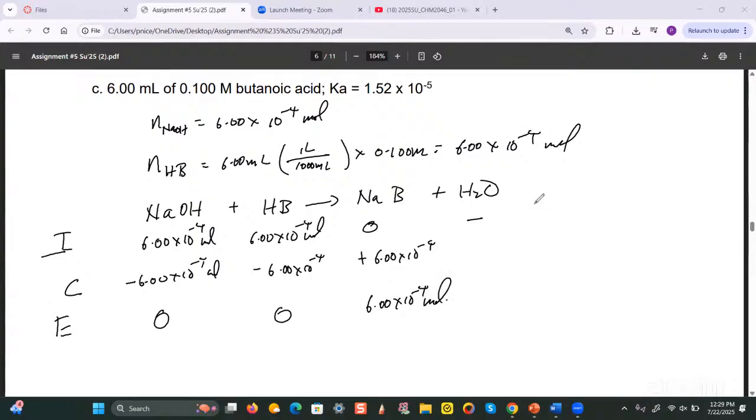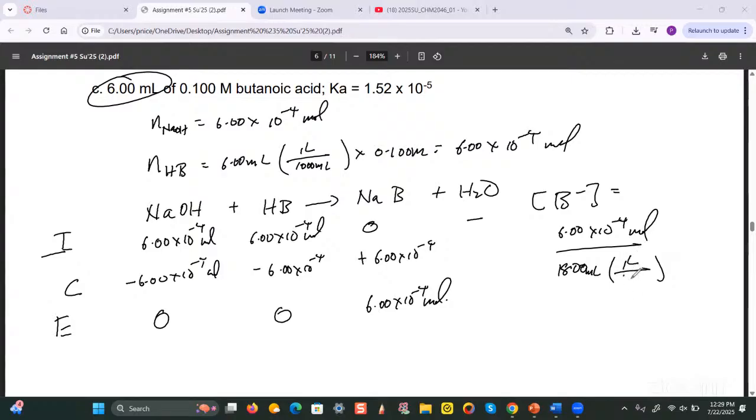All right? So what we need to do now is calculate the concentration of the butanoate ion, and that will be equal to the moles that we just calculated, 6.00 times 10 to the minus 4 moles, divided by the total volume. What's the total volume in this case? The initial volume was 12 mL, right? And you added 6 mL. So it's going to be 18.00 mL, convert to liters. And we work this out. So 6 times 10 to the minus 4 divided by that, okay, so it's going to be 0.033 or 3.3 times 10 to the minus 2 M, right? So that would be the concentration of the B minus.